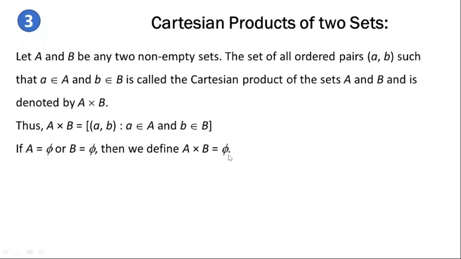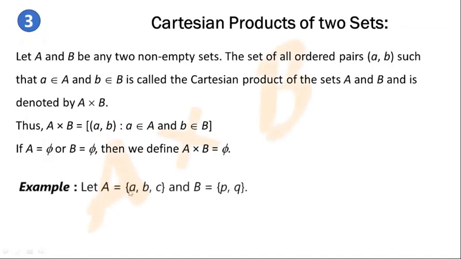We have one example. Let us assume that set A has elements a, b, c and set B has elements p, q.